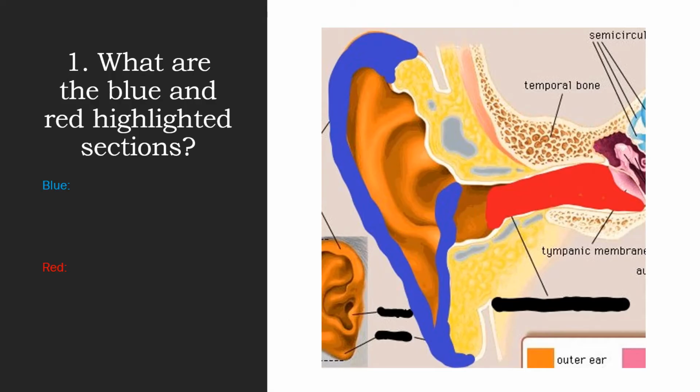For the first quiz question, there are two highlighted sections on the image that are blue and red. These sections make up the outer ear. What are the names of these sections? The blue section is the auricle, and the red section is the auditory canal.